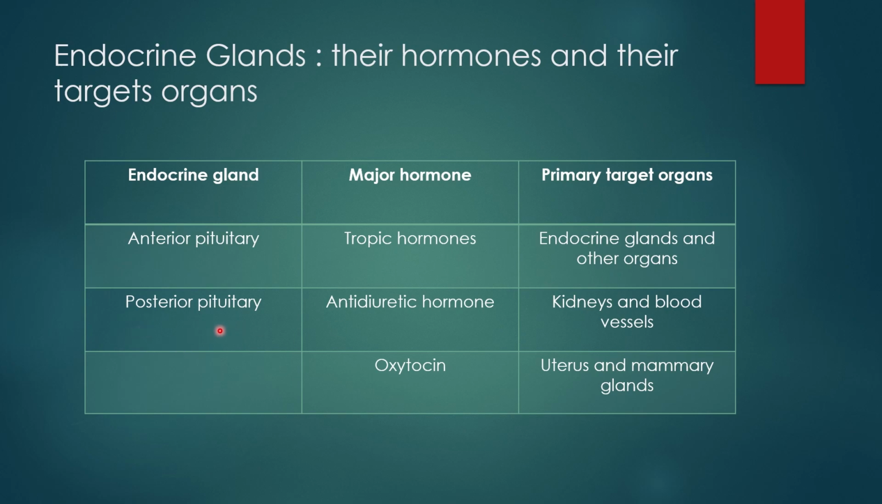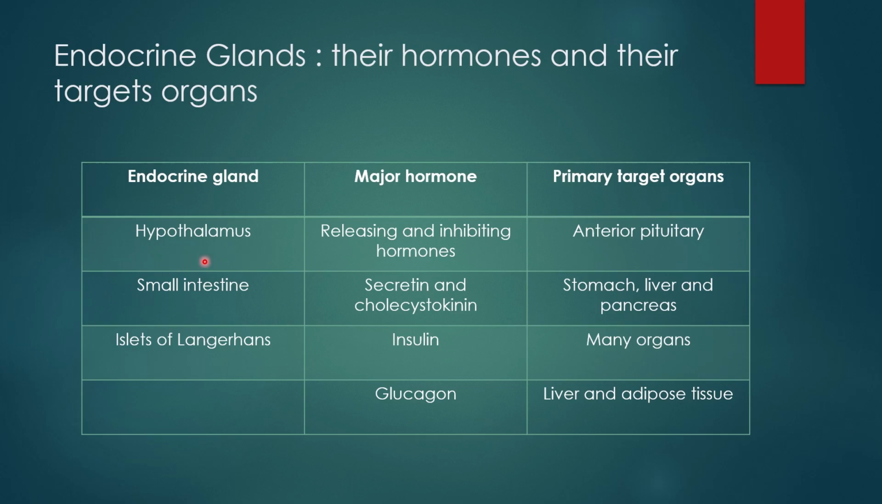Posterior pituitary, which is also called neurohypophysis, produces two hormones, that is antidiuretic hormone, which is also called vasopressin, and oxytocin. The targets for antidiuretic hormone are the kidneys and blood vessels. For oxytocin, the targets are the uterus and mammary glands.